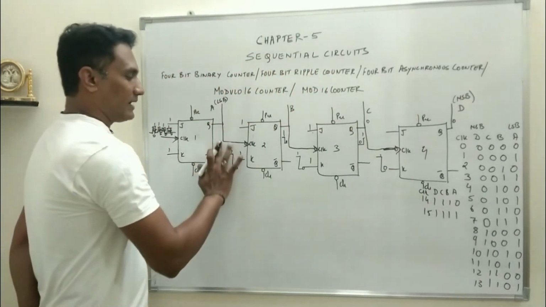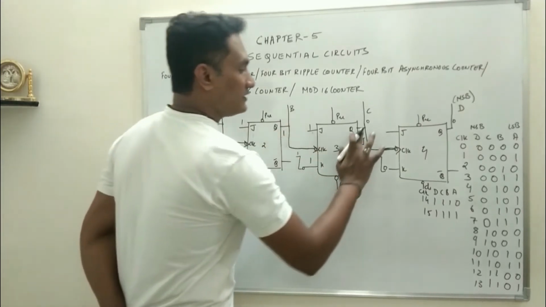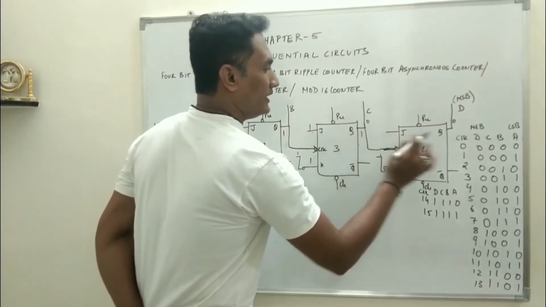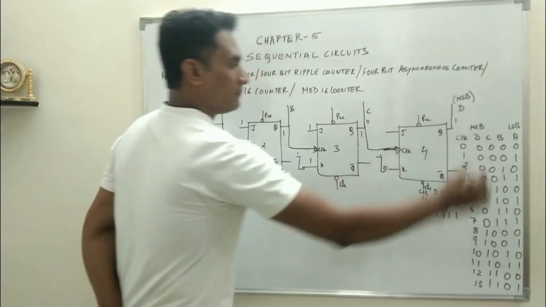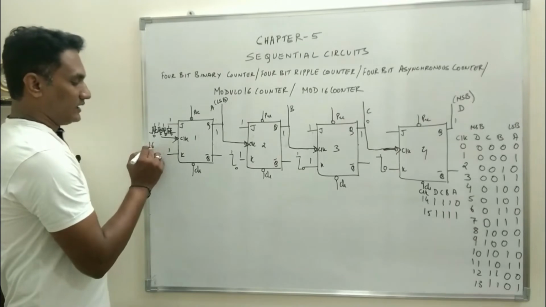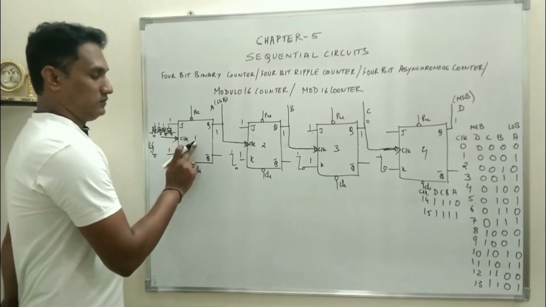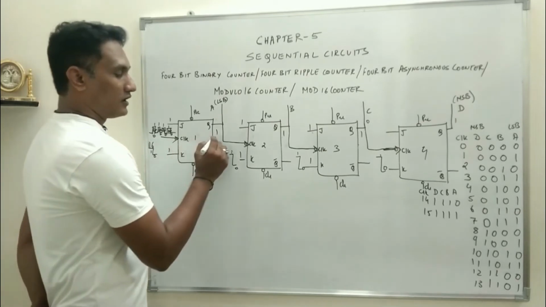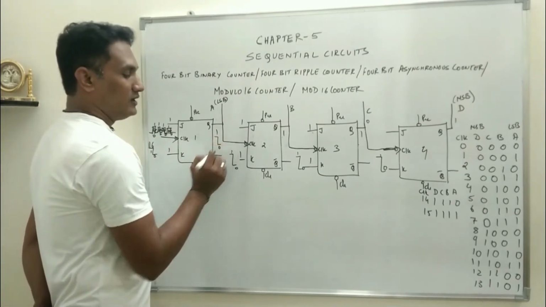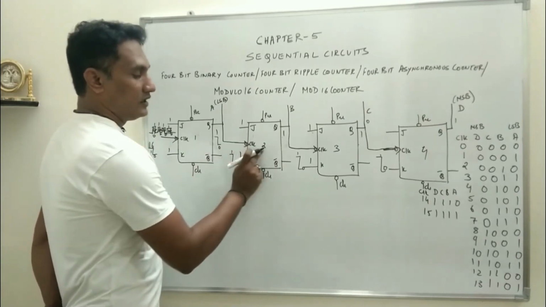Now let us see what happens at the end of the 16th clock pulse. Say at the 15th clock pulse, all the outputs will be 1. So when the 16th clock pulse is given, it goes from 1 to 0. What happens is the first flip-flop will toggle, the output goes from 1 to 0, which will be clock input for the second, 1 to 0.